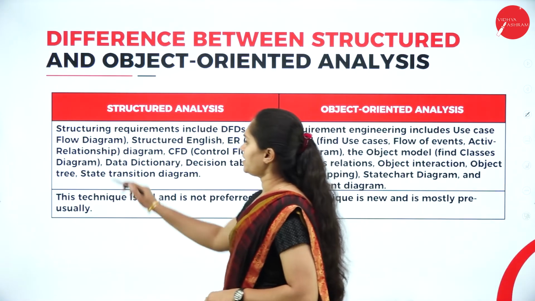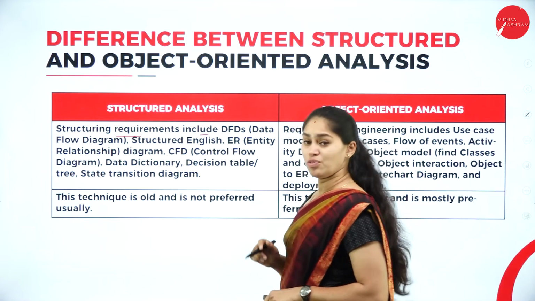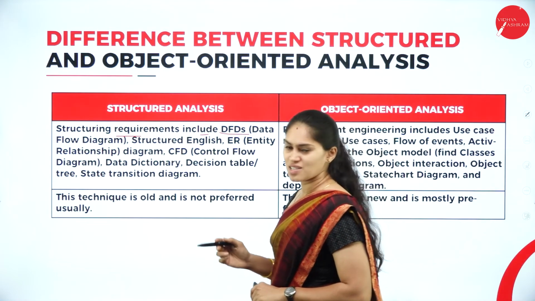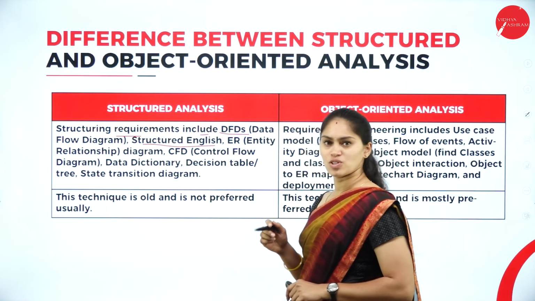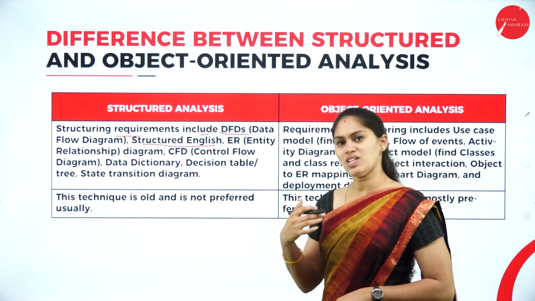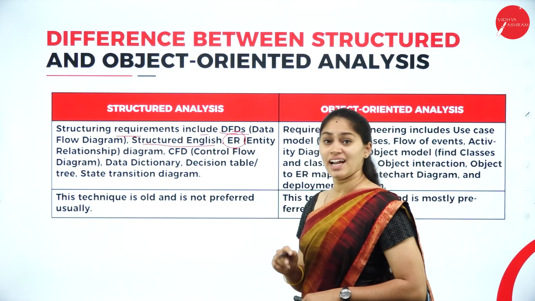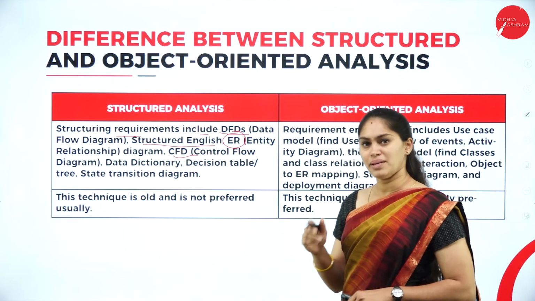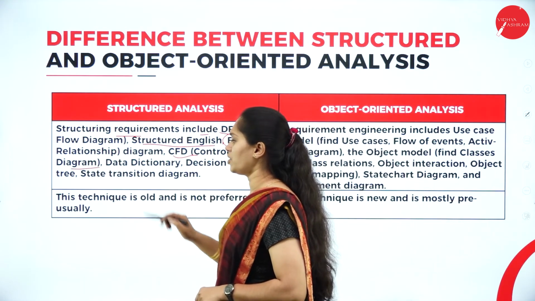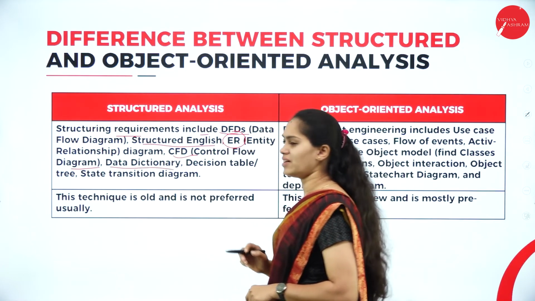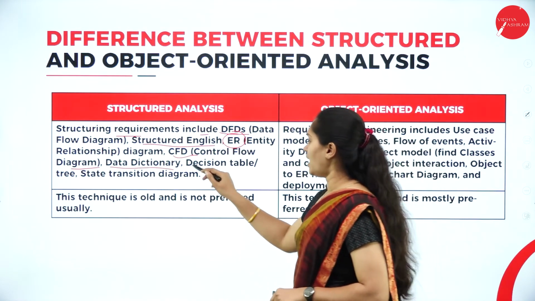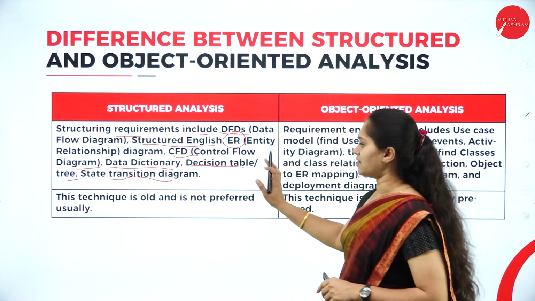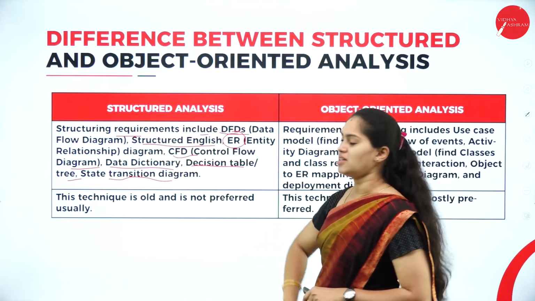Fine. Next, structuring requirements will include some design methodologies. What are those? DFD, data flow diagram, showing how data is moving. We also have structured English, so you can specify the design part in normal English language. We also have the ER diagram, entity relationship diagram, ERD. And we have the CFD, that is the control flow diagram. Based on the specification of a control, we do the diagram or representation. Then we have a data dictionary, that's a repository, right? And we also have a decision table or tree, and a state transition diagram. So these are the design methodologies which come under structured analysis.